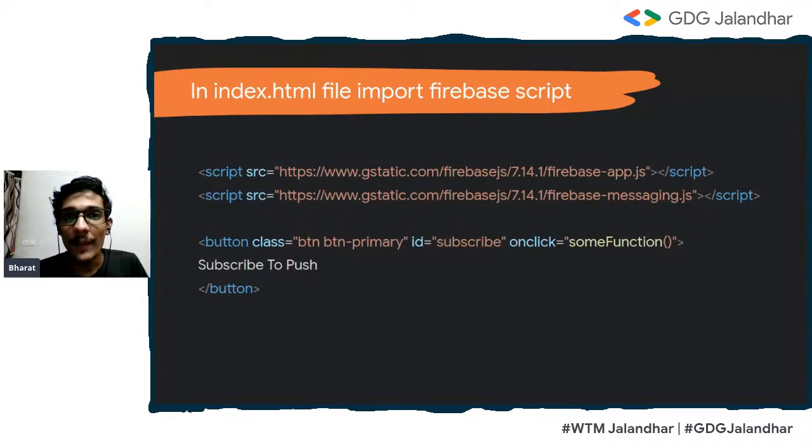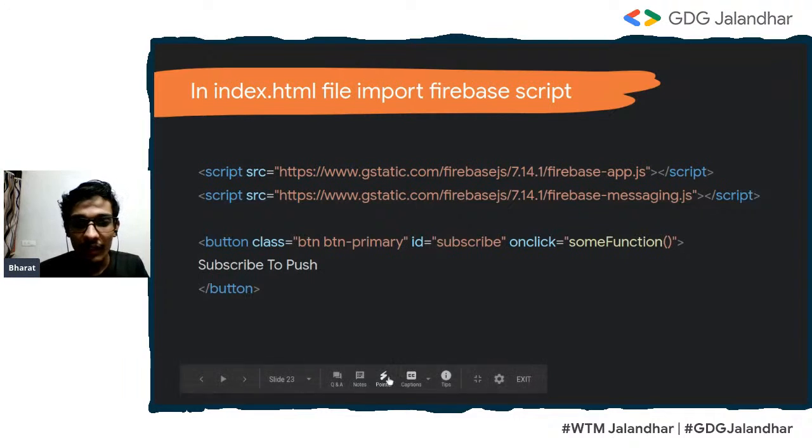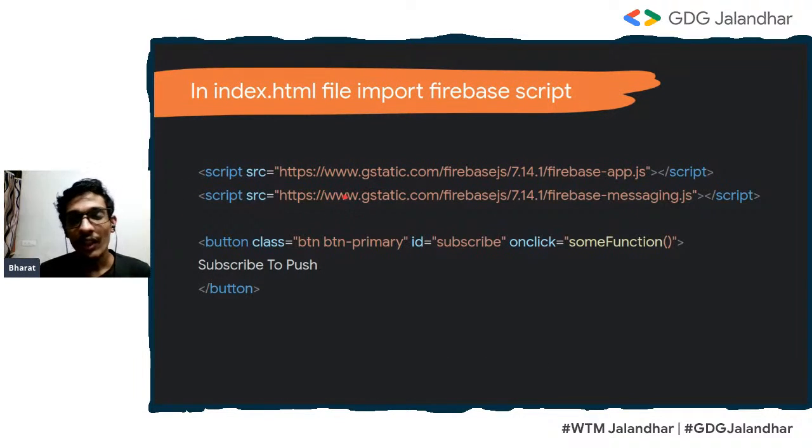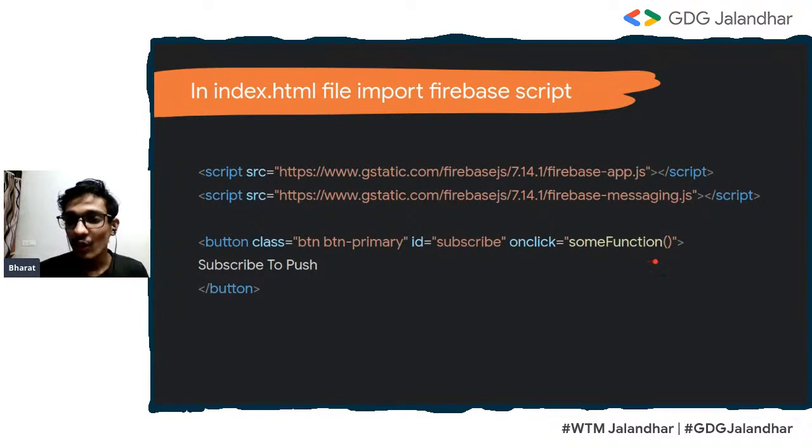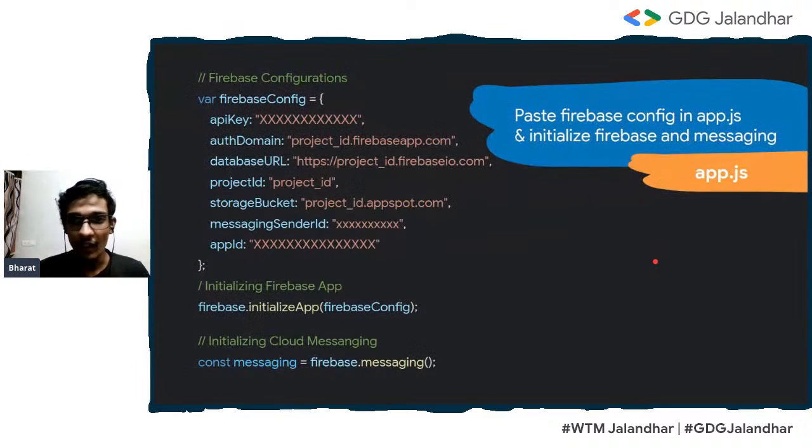Basically, you have to paste these two scripts, which you will get from your project settings or by searching Google for CDN messaging, inside your body tag or at the end of the body tag. Then I created a notification which will trigger a function named some function. This logic will be written in our app.js file, as I already showed.